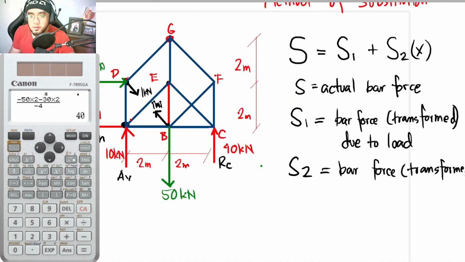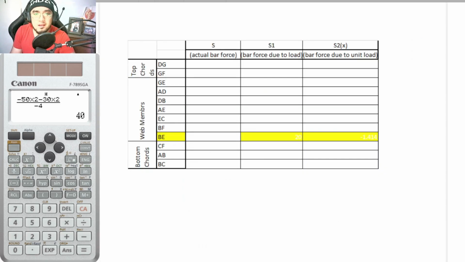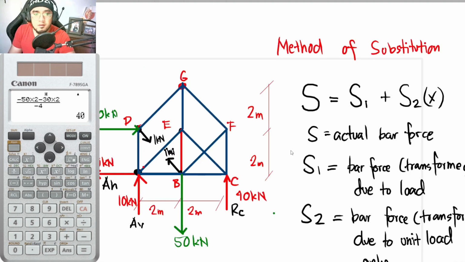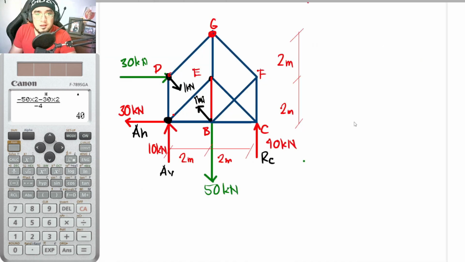Okay, so proceeding, S2 is the bar force due to unit load again, so unit load only. From that, our first goal is for us to solve for S1. I have created this table here, whereas this is our actual bar force later on. This is now the bar force due to the load, and this is now the bar force due to the unit load. Right now, I will be solving for this one here. Getting back to these figures, I will just be copying this to our next slide.